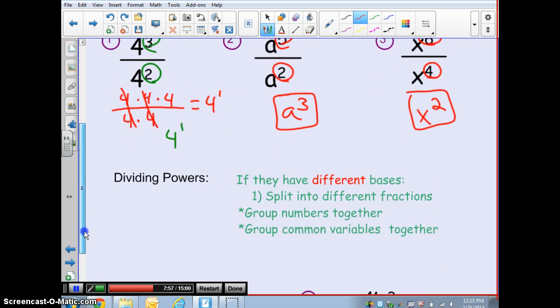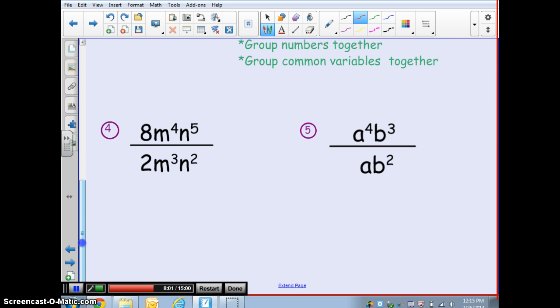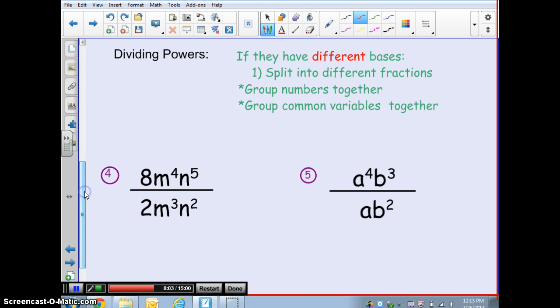All right, let's take a look at dividing powers with different bases. We're going to split these apart into common bases just like we did with the multiplying. So if we take a look at number 4, we see that we have a coefficient in front. We have an 8 and a 2. We'll divide those like we normally would. 8 divided by 2 is 4.